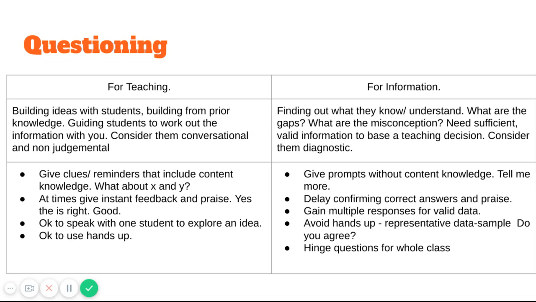So if you're teaching, you're going to be giving clues and reminders, and that would include specific bits of information. So what about Y? What about X? Where if you're trying to get information, you don't want to be giving them any content information, but you might give them prompts like, "Tell me more. Can you add anything extra?" When you're teaching, you might want to give instant feedback and praise. "Yes, that's spot on, well done." However, if you're trying to get information, you want to delay that confirming of the correct answer and providing praise, because you want to hear this from multiple sources, from multiple students, because that's the only way you're going to know where your whole class is at.